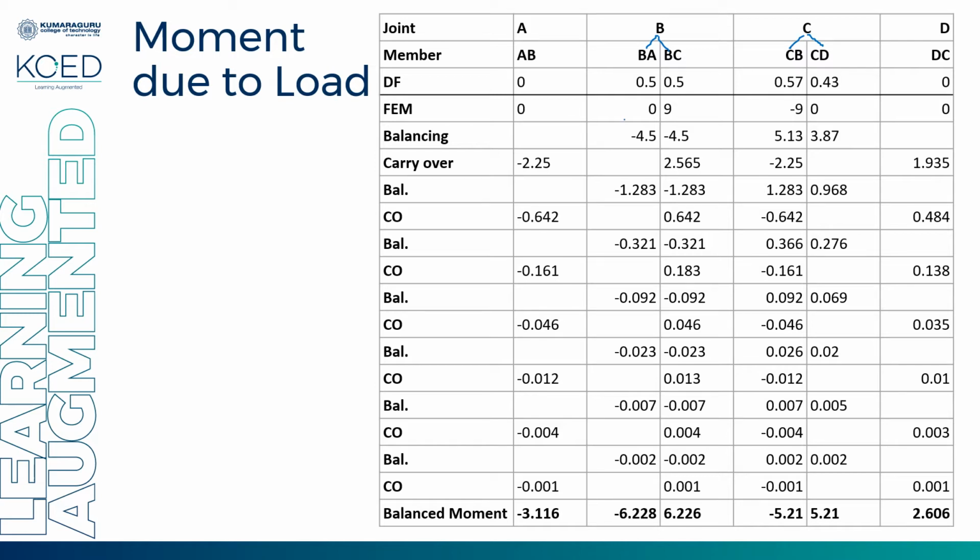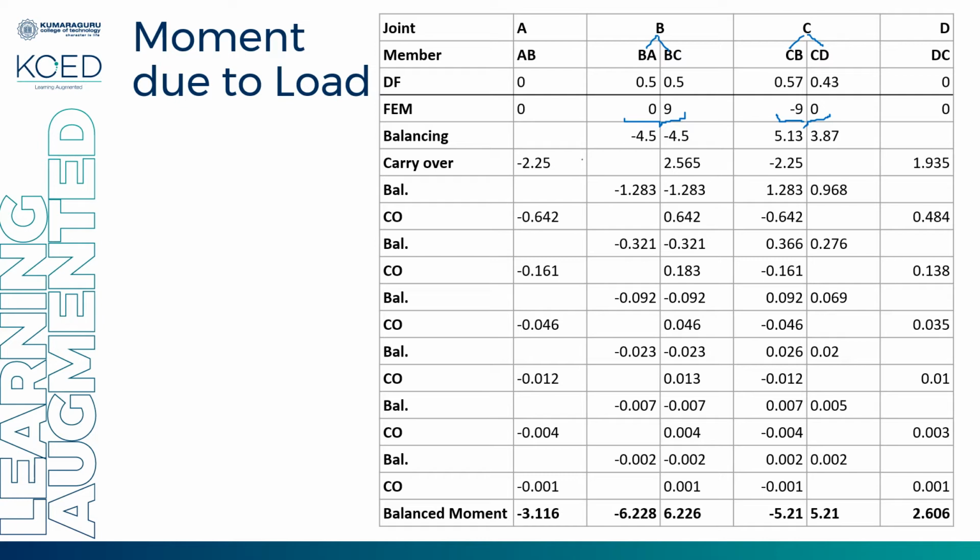When we look at the joint B, the fixed moments are not balanced. So I will balance this positive 9 moment with a negative 9 moment. That minus 9 will be distributed over BA and BC as per the distribution factor. So 9 times 0.5 is 4.5, so I will distribute it as minus 4.5 and minus 4.5 for each span. Similarly, at joint C the unbalanced moment is minus 9, so I have to balance that with a positive 9. The positive 9 has to be distributed with the factors 0.57 and 0.43. 9 times 0.57 is 5.13 and 9 times 0.43 is 3.87.